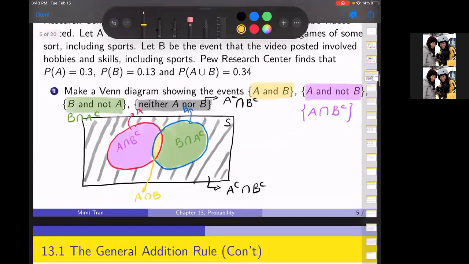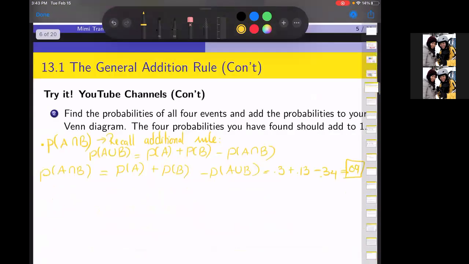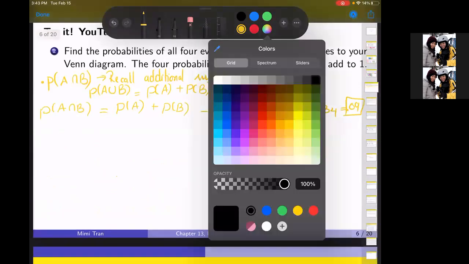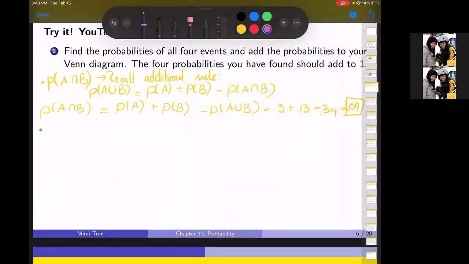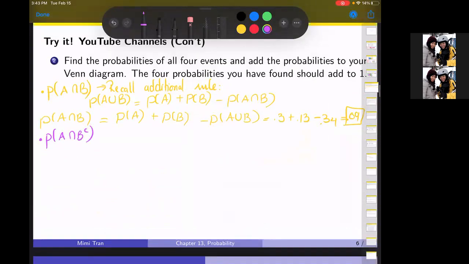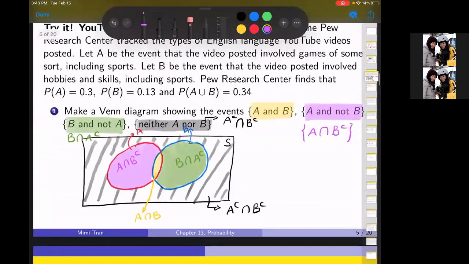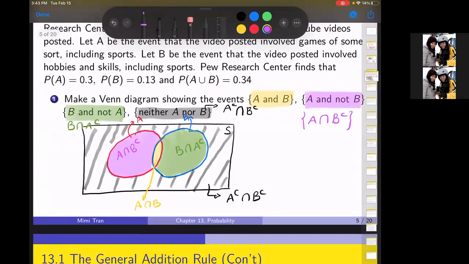Okay, P of A and not B. This one, you're gonna eyeball it. How do I calculate P of A and not B? Should be easy. I just want A and not B. I mean, I want this purple part.